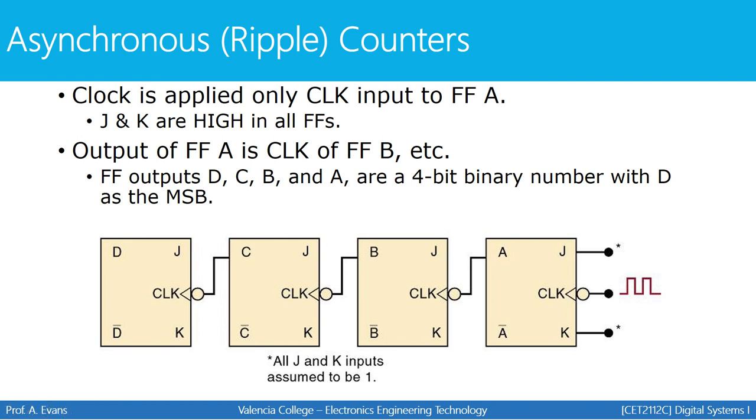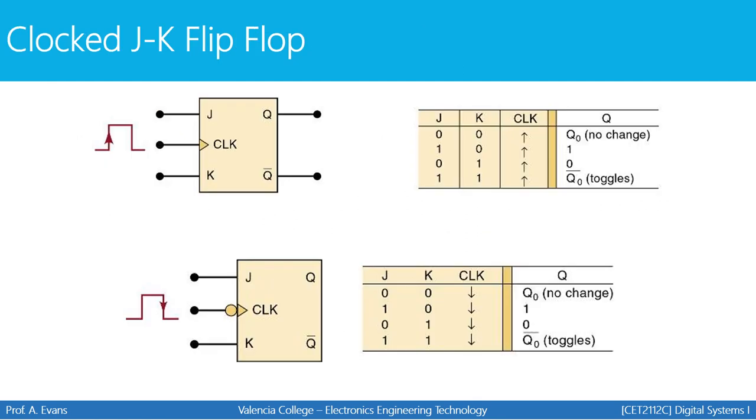Another thing that you'll want to notice, at the bottom it says all J and K inputs are assumed to be 1. So J and K don't have an input here on the picture. Just to make the picture a little clearer and cleaner to see, we're going to make an assumption. All the J and K inputs are automatically assumed to be 1. So remember, with the truth table of a flip-flop, we know that if J and K are 1, the output of the flip-flop is going to toggle.